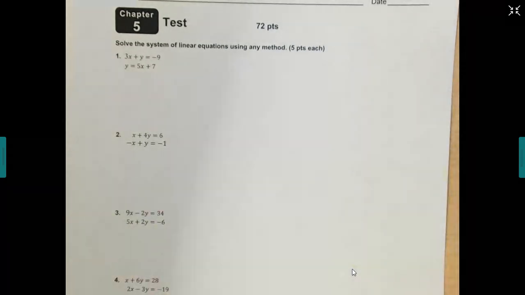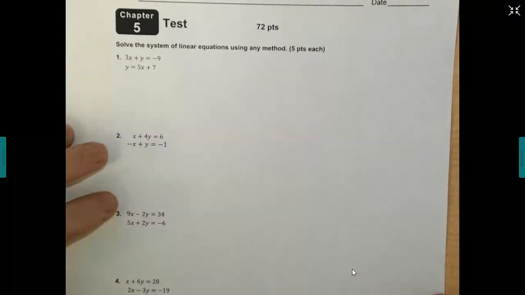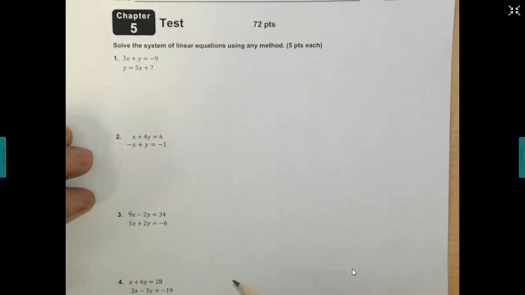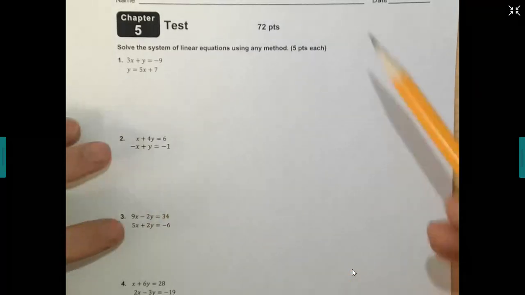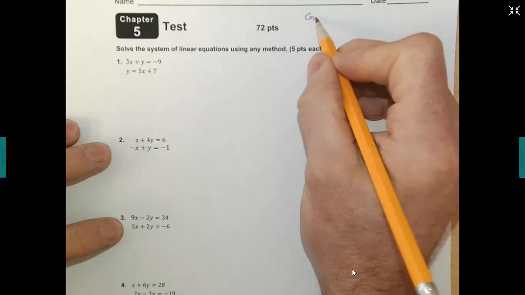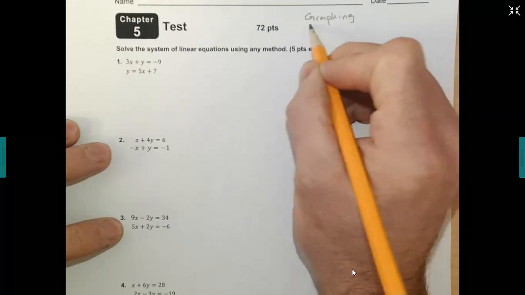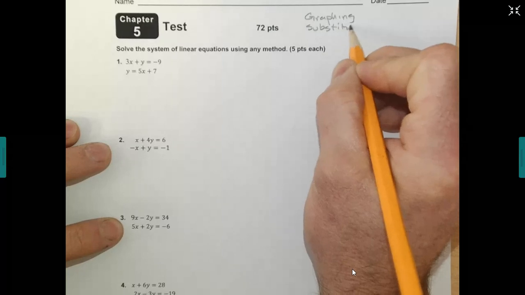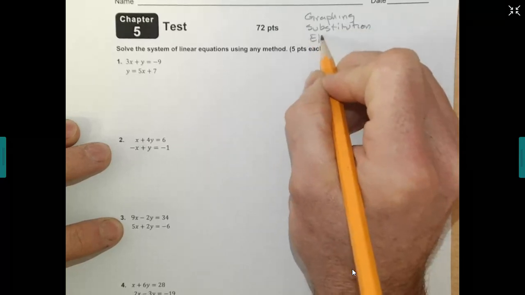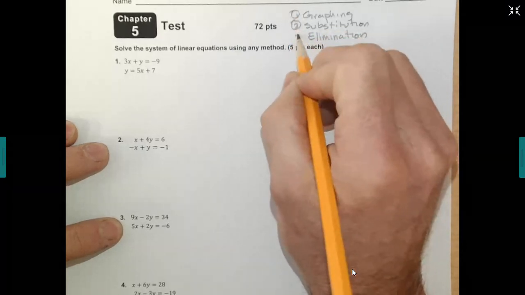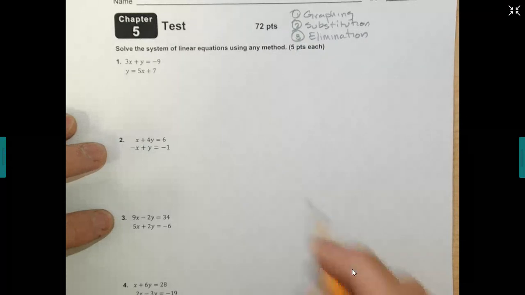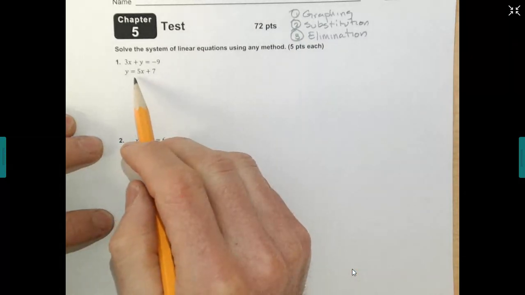Alright, problem number 1. 1 through 4, they're asking us to solve the system of linear equations using any method. So I'll use different methods. You just need to show your work. If you chose not to use the specific method I did, it can be either graphing, substitution, or elimination. You can use any one of those three methods to solve the problem. So for this first one, I'm going to use substitution.